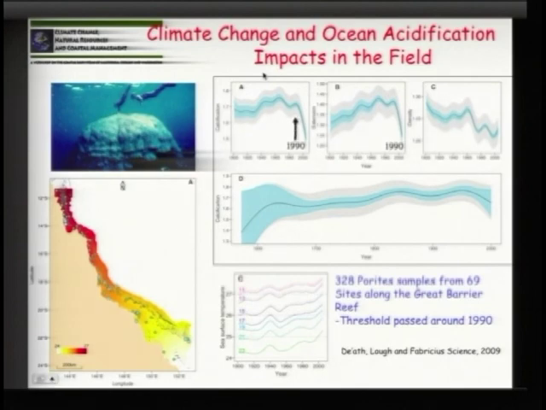Now, a recent paper that just came out this past month has shown that indeed in the Great Barrier Reef region, over 328 samples were studied, and what they found is a remarkable decline in calcification since 1990, as much as 14%, and an accelerating decline in the last 5 to 6 years. So there is an indication now from field observations that what we are seeing in the laboratory has some validity.